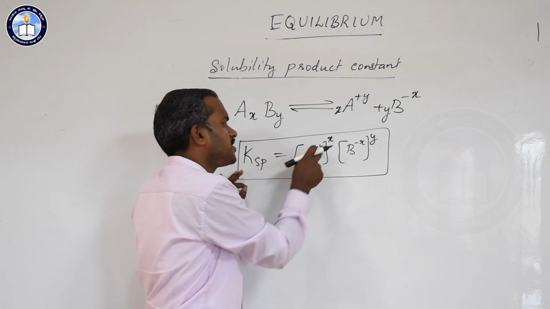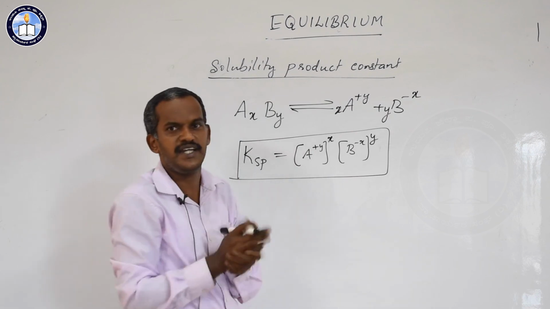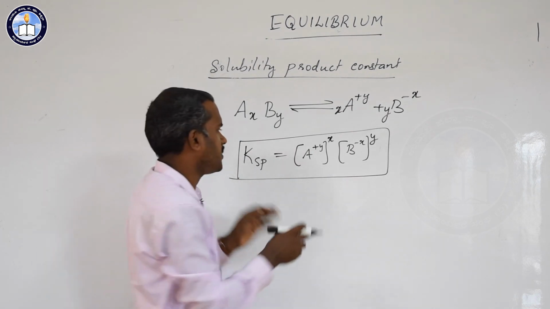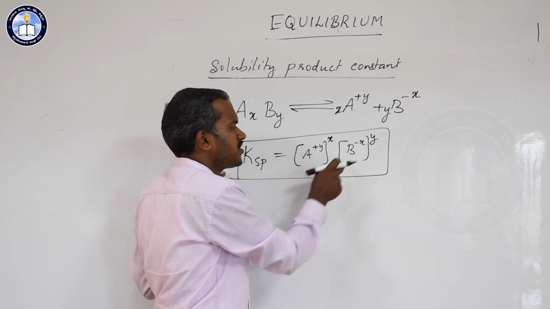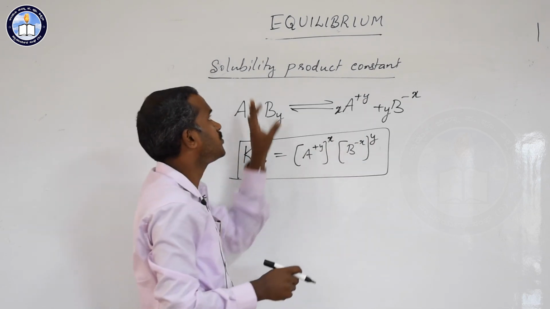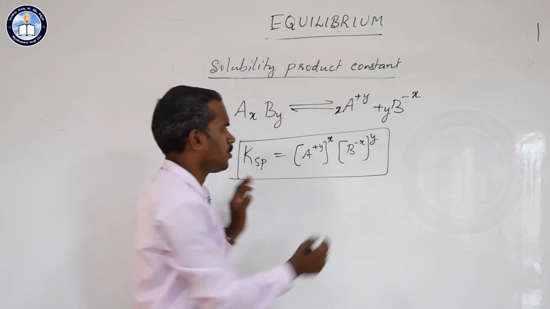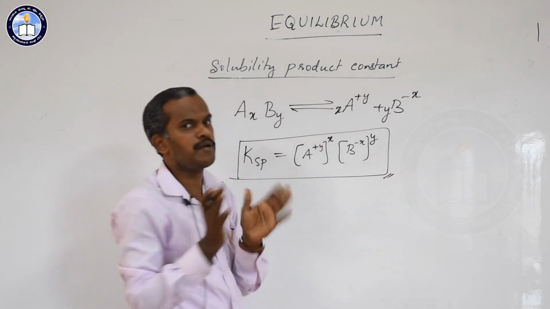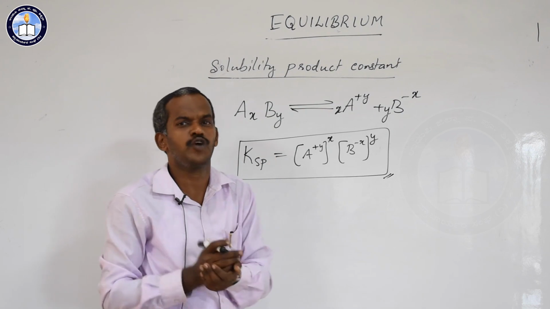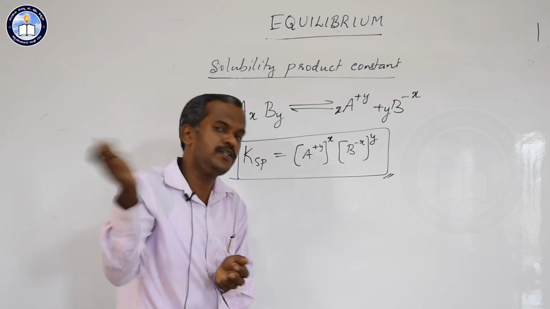Okay, so the charges are basically deciding the number of other ions to be formed there. So A plus Y power X and B minus X power Y. So this is about solubility product constant. Are you clear? So this is simple. Simple calculations may come. You no need to learn by heart the solubility product constant for all the salts.